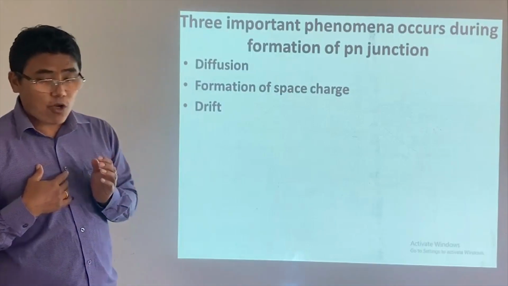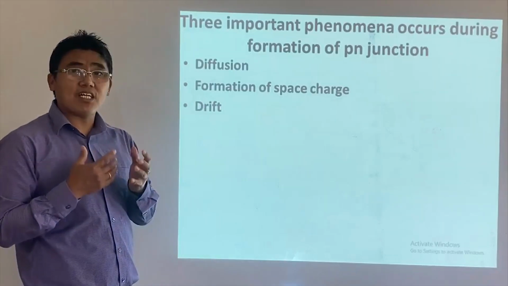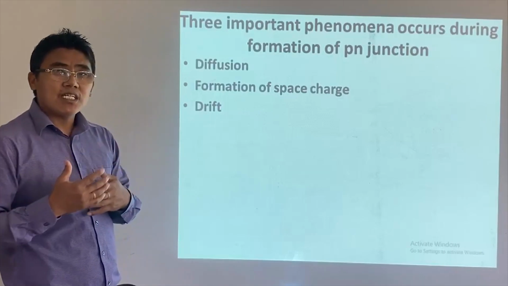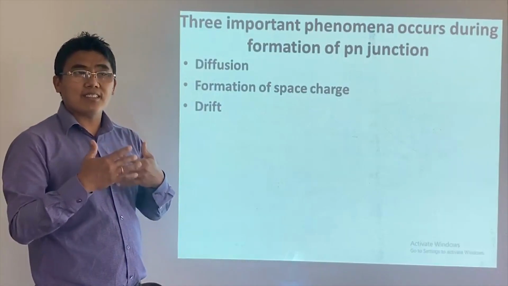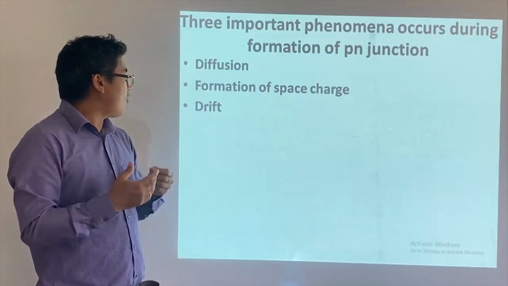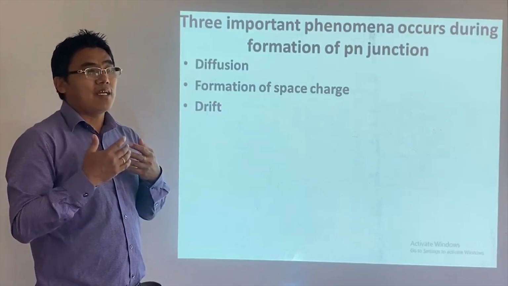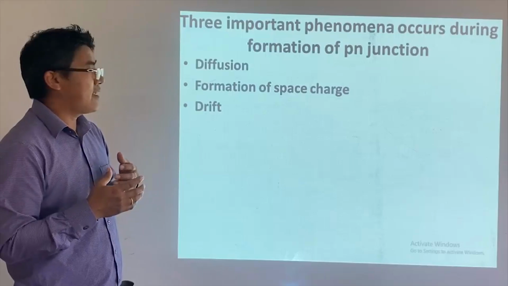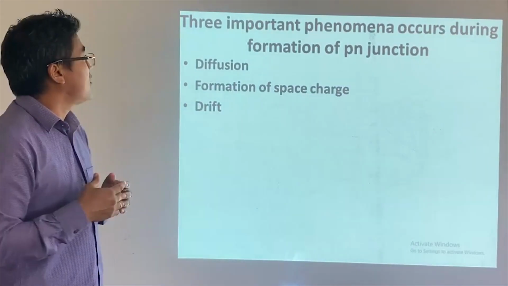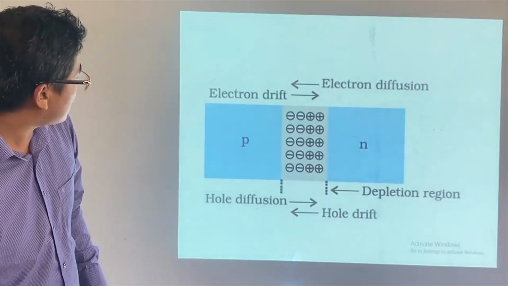First we talked about diffusion. Then we talked about the formation of a space charge region, that is the depletion region, because of which an electric field exists within the depletion region, and that allows a drift, that is drift current. Electrons drift and holes drift. So these are the three very important phenomena taking place during the formation of a PN junction. This is what we have talked about.